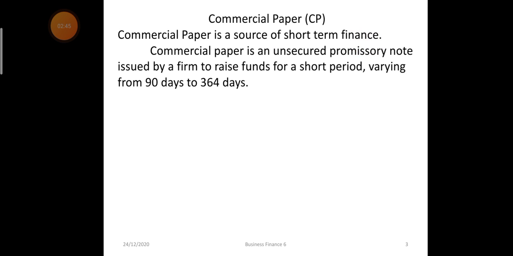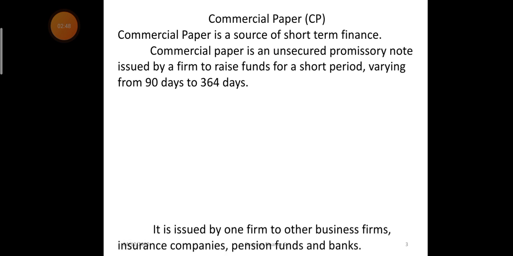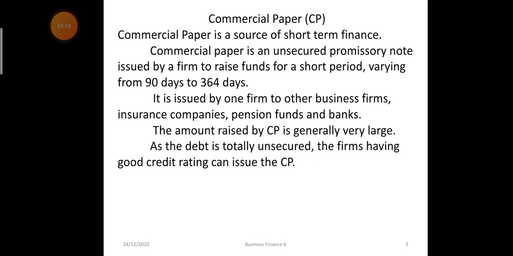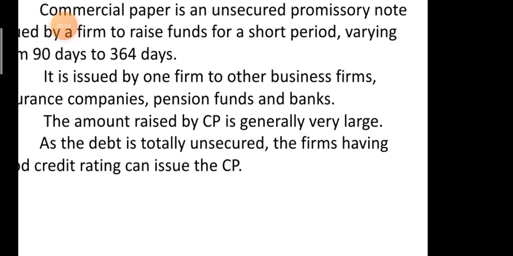It's a very popular source. And since it is unsecured, only companies with good reputation are able to arrange funds through this. It is issued by one firm to other business firms, generally insurance companies, pension funds, or financial institutions like commercial banks. The amount raised by commercial paper is generally large. Since it is unsecured, the firms having good credit ratings can issue commercial paper. Otherwise, if firms without a good reputation issue it, it may not be successful.